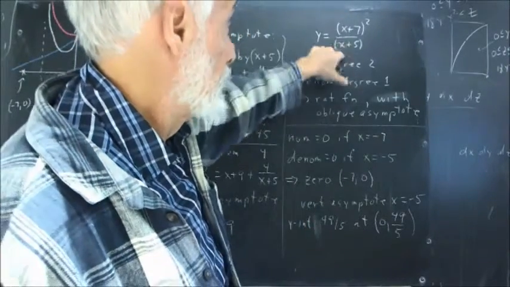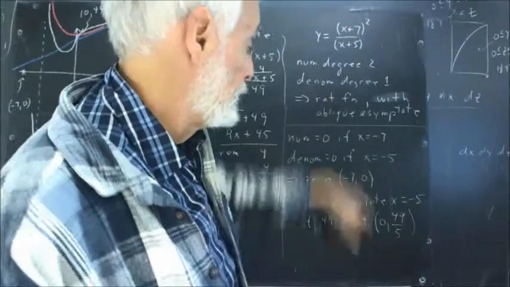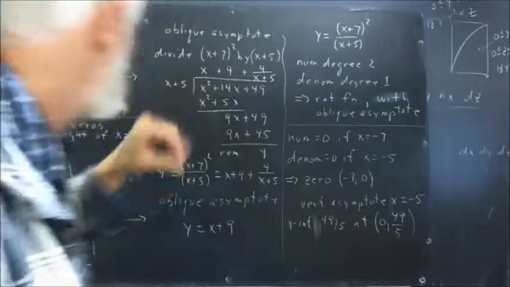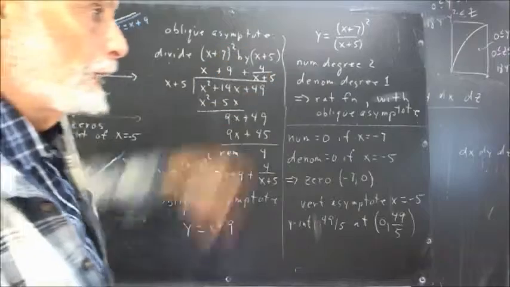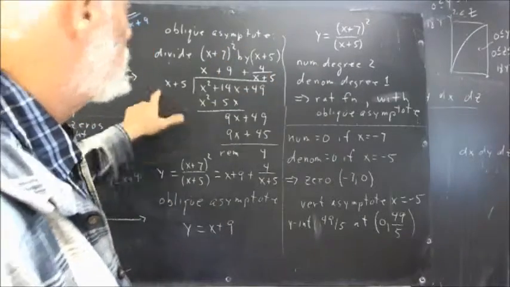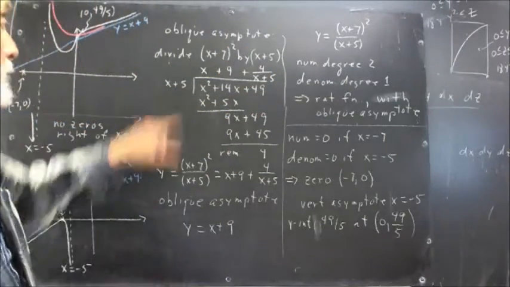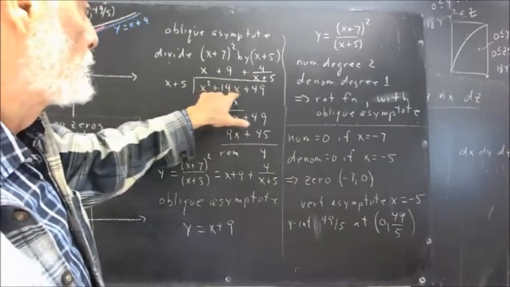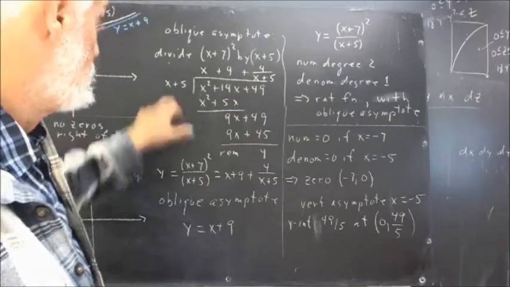The y-intercept: plug in x equals 0, we have 7 squared over 5, which is 49 over 5. Okay, our oblique asymptote. How do you get the oblique asymptote? You've got to do a long division. We divide x plus 5 into x squared plus 14x plus 49.